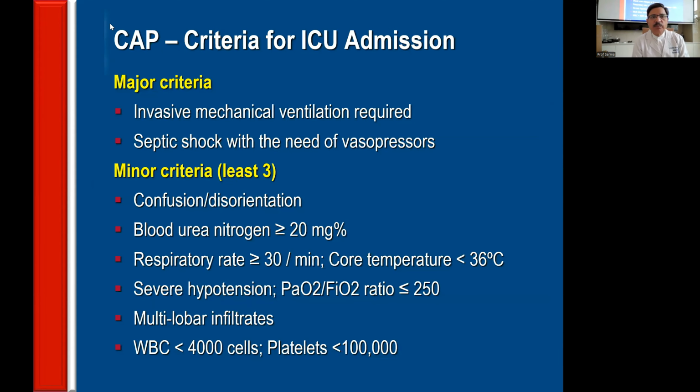Now, criteria for ICU admission. Who must get into the ICU? Major criteria, minor criteria. At least 3 of the minor criteria. Everything is documented. If you go according to this presentation, there won't be any problem for you or for the patient. Okay? Invasive mechanical ventilation required, septic shock with need for vasopressor. These are the 2 direct indications for ICU.